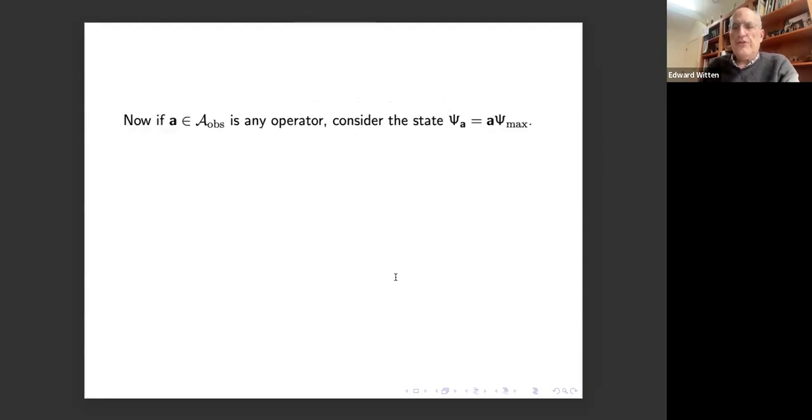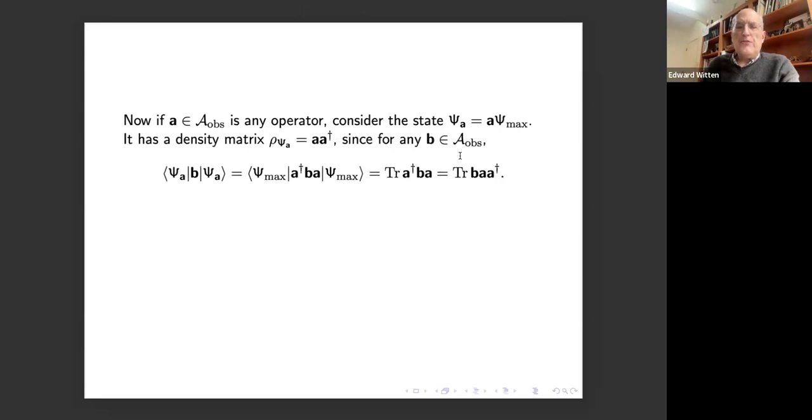Now, if A is any operator, consider the state that I'll call psi sub A, obtained by acting on psi max with A. It has a density matrix, and I claim its density matrix is just A dagger, because for any B in the observer algebra, the expectation value of B in the state psi A, using the definition of psi A, is the expectation value in the state psi max of A dagger BA, but that's the trace of A dagger BA. And using the cyclic property of the trace, which was property 2 prime, that's the same as the trace of BA dagger. And this is the relationship that shows us that the density matrix of the state psi A is A dagger. So we found a density matrix of the state psi A obtained by acting on psi max with the operator A.